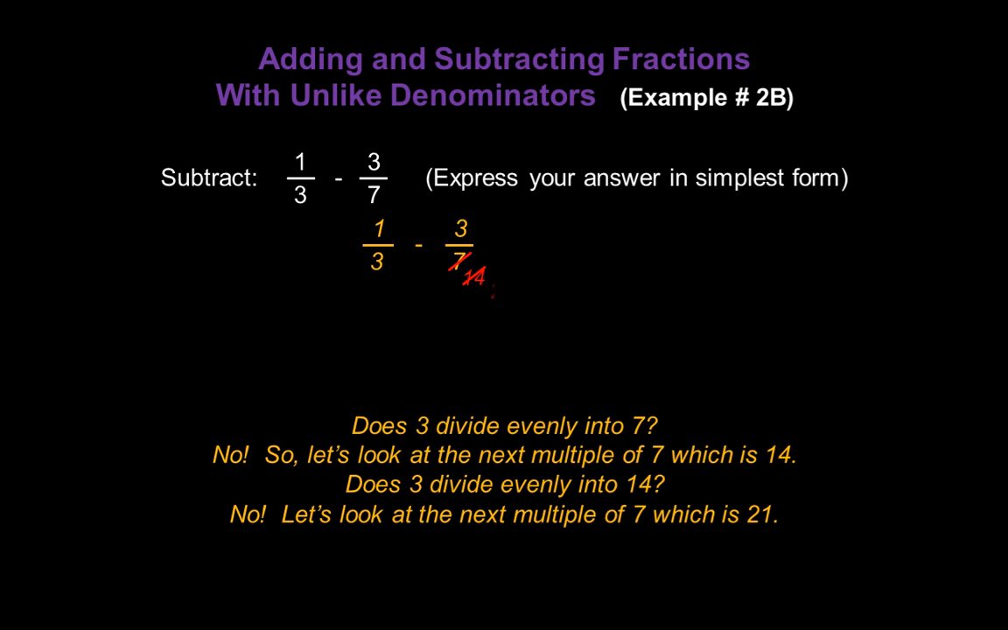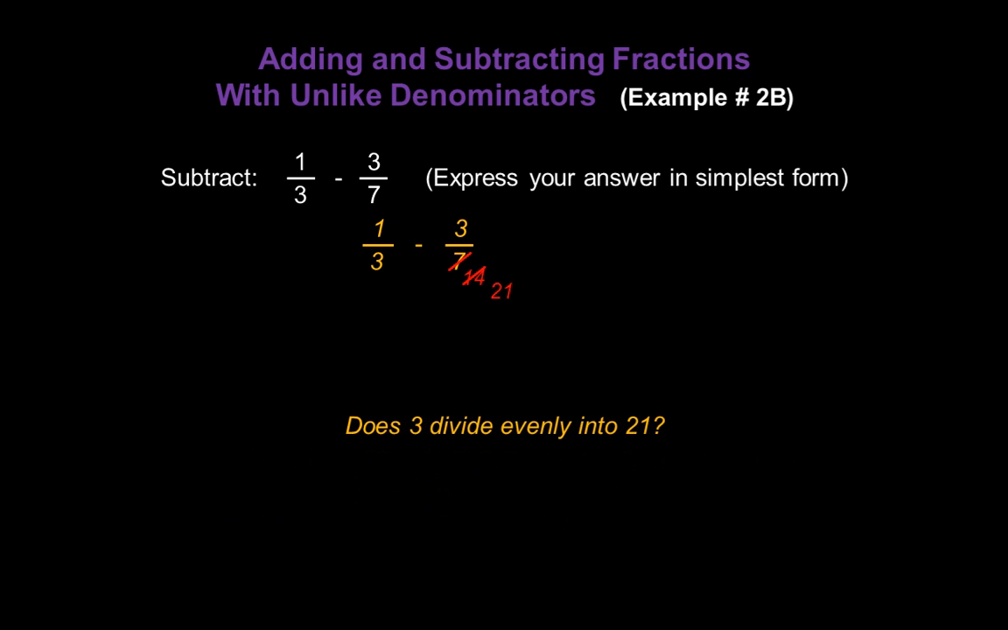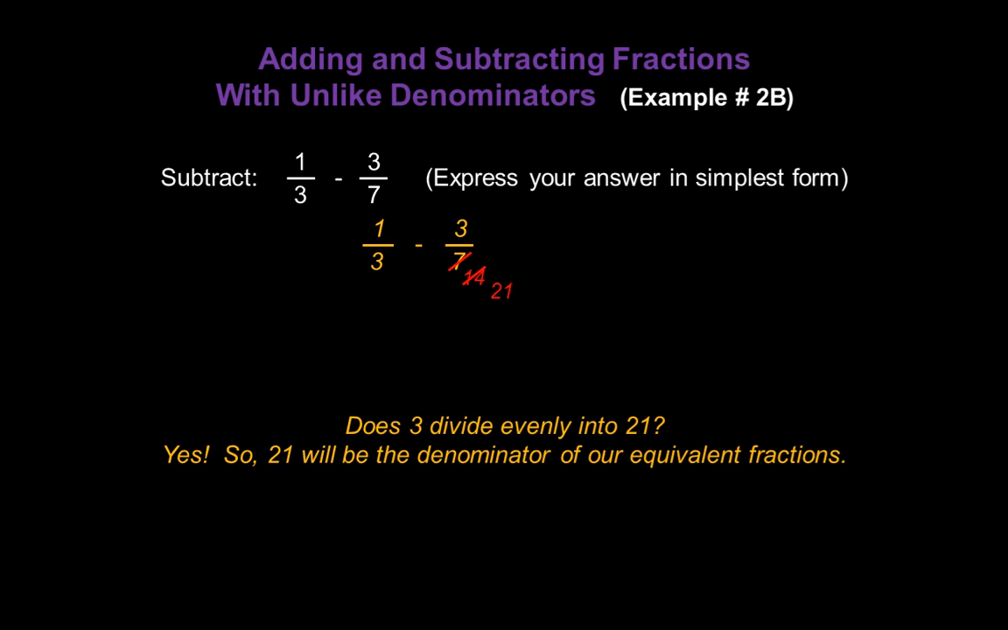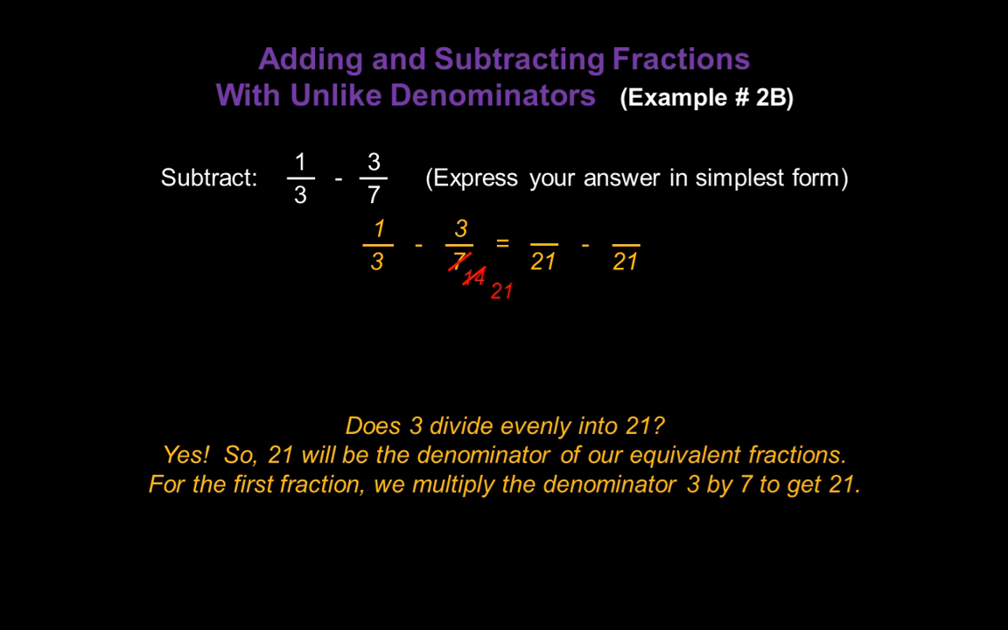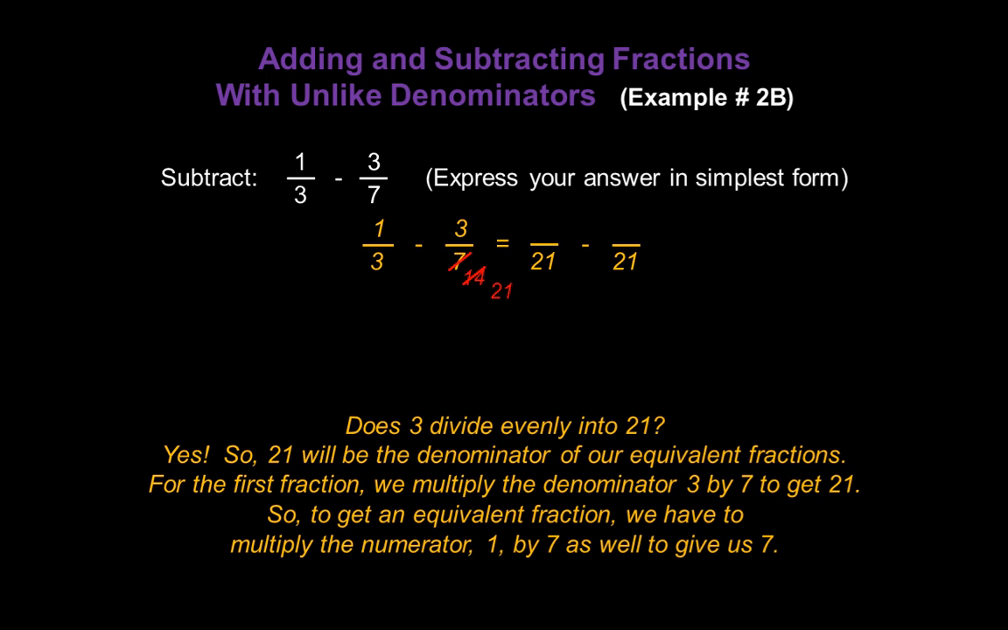That's going to be 21. Now, does 3 divide evenly into 21? In fact, it does. So 21 is going to be the denominator of our two equivalent fractions. So let's go ahead and set those up with a 21 in the denominator to start. Now for the first fraction, we multiply the denominator 3 by 7 to get 21. So to get an equivalent fraction for 1/3, we have to multiply the numerator 1 by 7 as well. That's going to give us 7/21 for the first fraction.